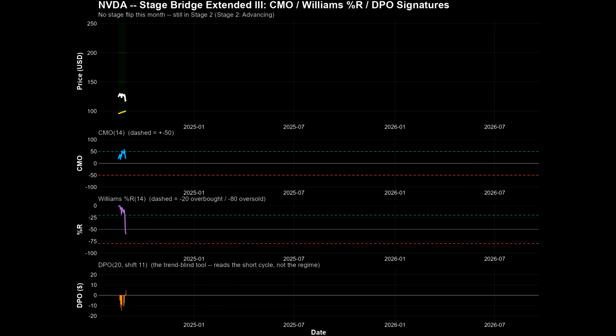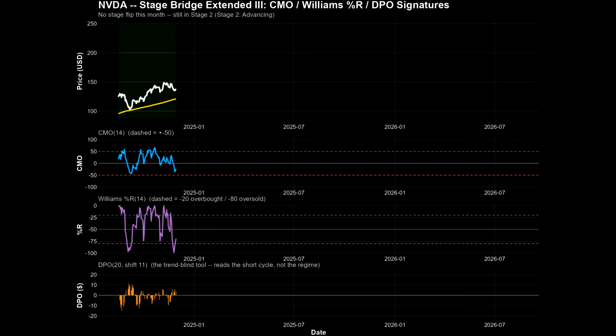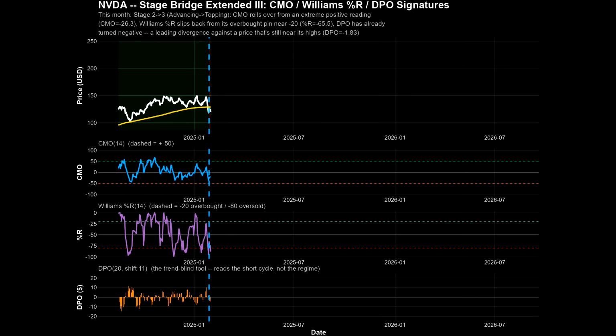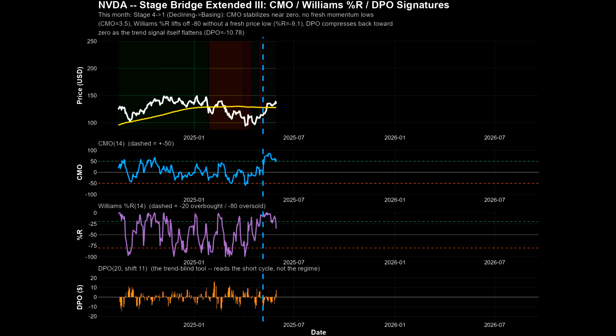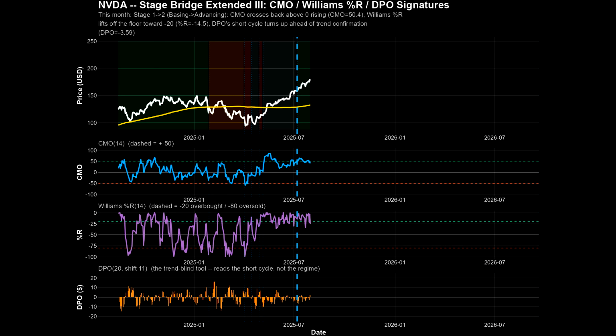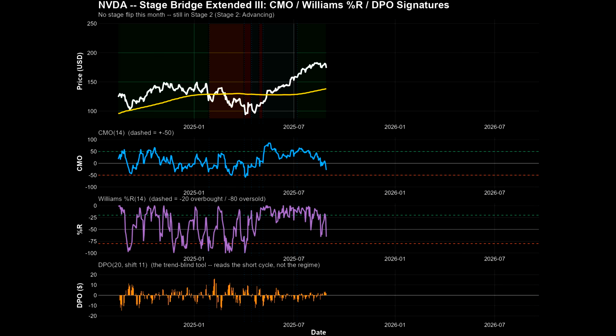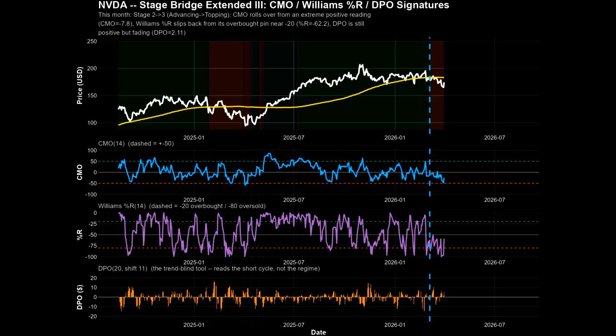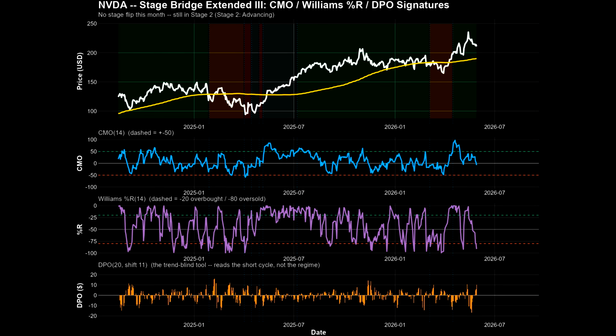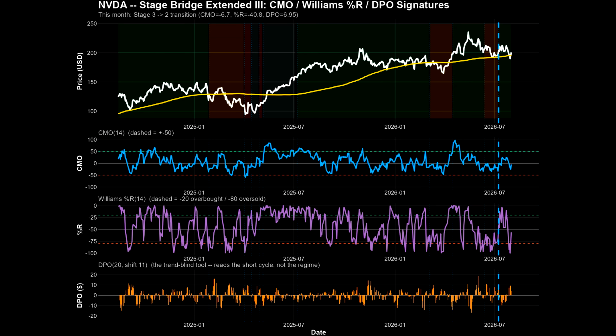What you're watching now is a live, monthly updating build of the 4-stage framework applied to real NVIDIA data. 4 stacked panels, all growing together as each new month is added. Price sits on top, shaded by stage as it's identified, with a trend-following moving average overlaid directly on top of it. Underneath, CMO and Williams percent R each get their own panel with the same reference lines you've worked with all session. CMO's plus and minus 50 band, and percent R's negative 20 and negative 80 band.